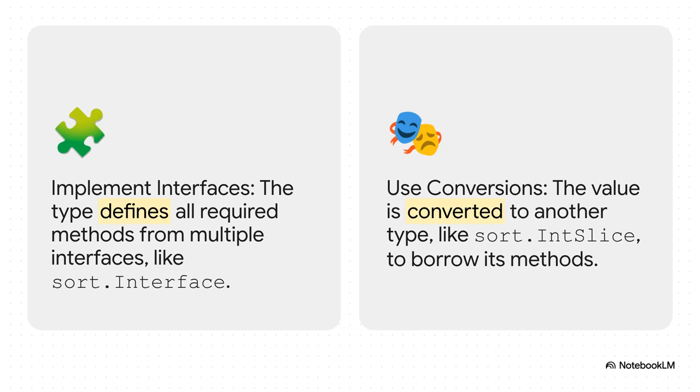So we've got a couple of ways to tackle this. On one side, we could go the traditional route and make our Sequence type implement every single method that the sorting interface needs and all the methods the printing interface needs. But Go gives us another way, and it's often a lot cleaner. It's called type conversion. So instead of permanently bolting on all this functionality to our type, we can just temporarily convert our Sequence into, say, a sort.IntSlice, just for a moment, only to use its sort method. We're essentially borrowing that behavior just when we need it.